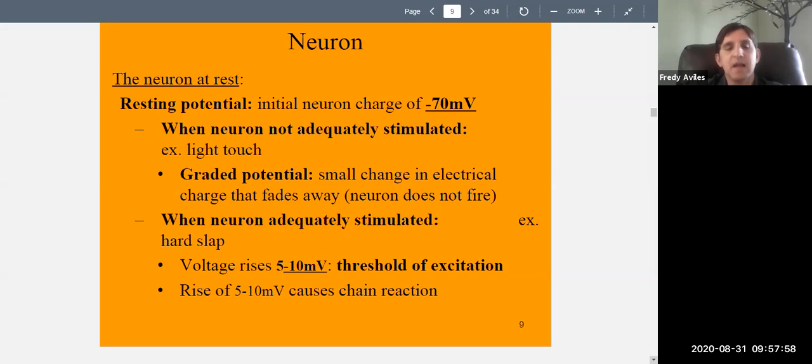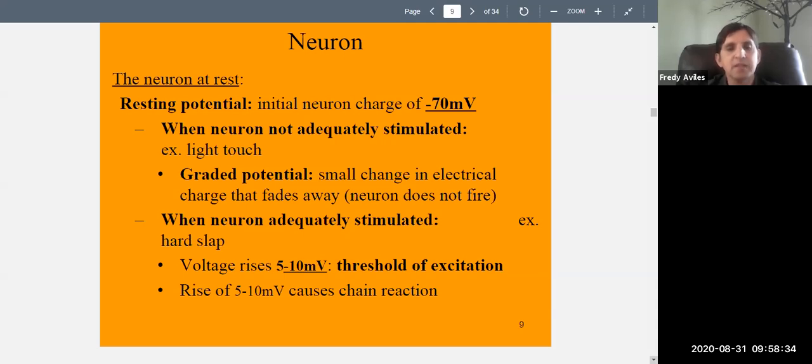What happens is that the neurons on your skin will go from having a charge of -70 millivolts, and then the voltage will rise by 5 or 10 millivolts. It'll go from -70 to -65, maybe -60, and once it changes by at least 5 or 10 millivolts, that will get other things in motion. So that's called the threshold of excitation. That is a magic number there. You change the voltage by at least that much, and it'll set things in motion, and the neuron will eventually fire.